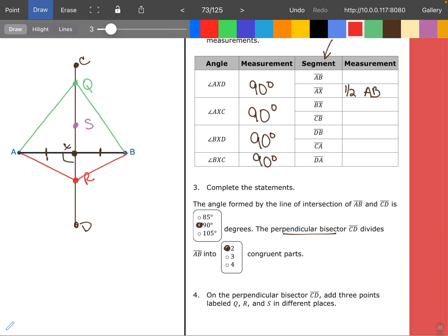R to B. Use your ruler and measure that. Those two red lines should equal each other in length. S to A, S to B, those two purple lines should also equal each other.